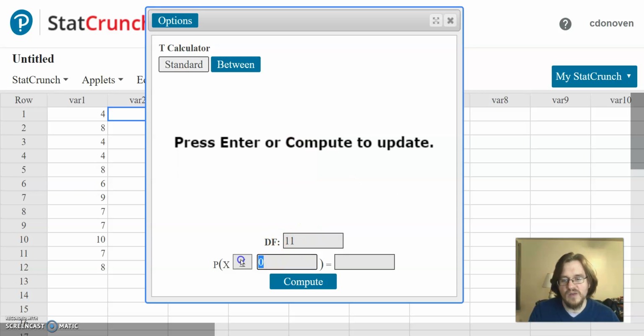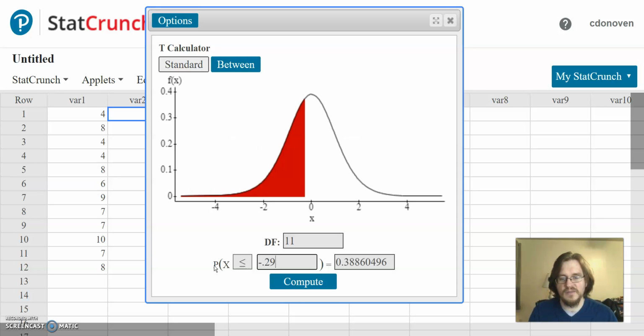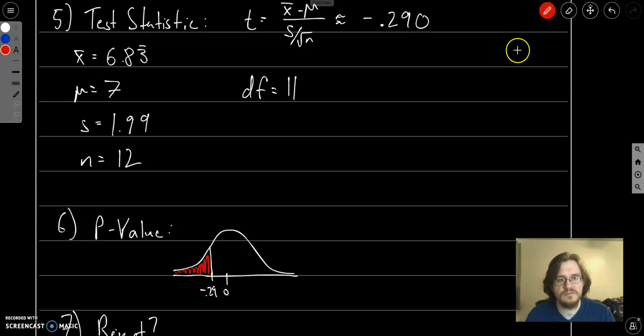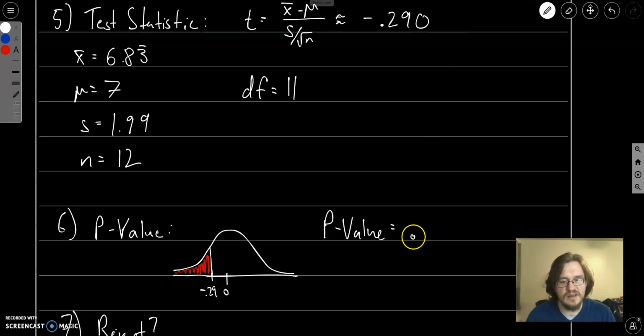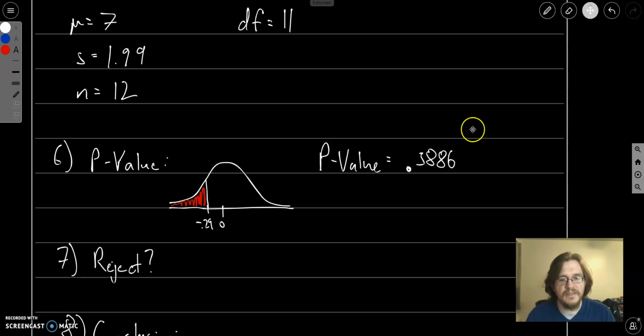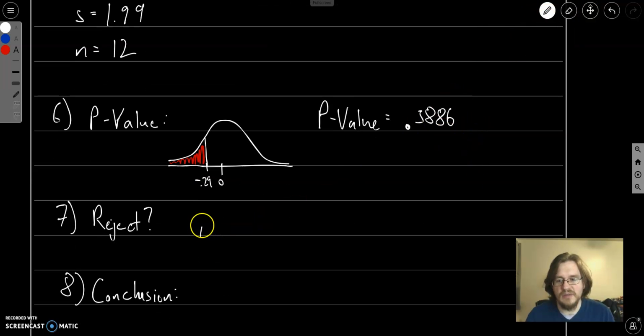So coming back to StatCrunch, our degrees of freedom is going to be 11, and we want the area to the left of negative 0.29. So we get 0.3886. So our p-value is going to be 0.3886.